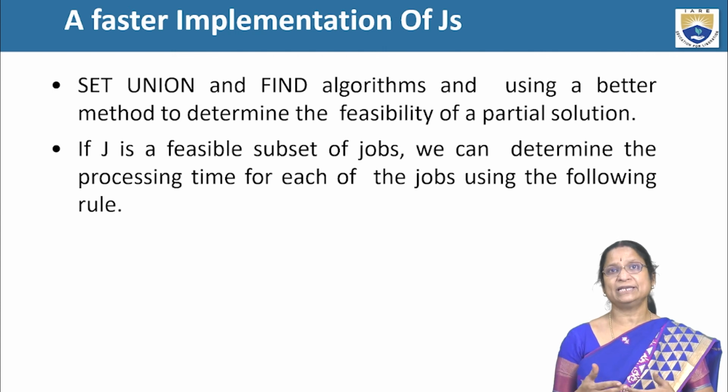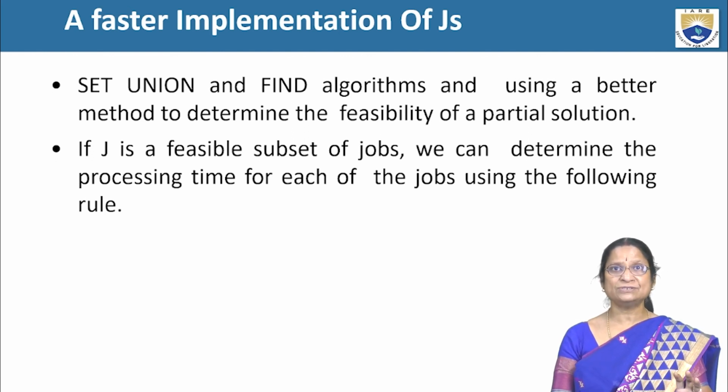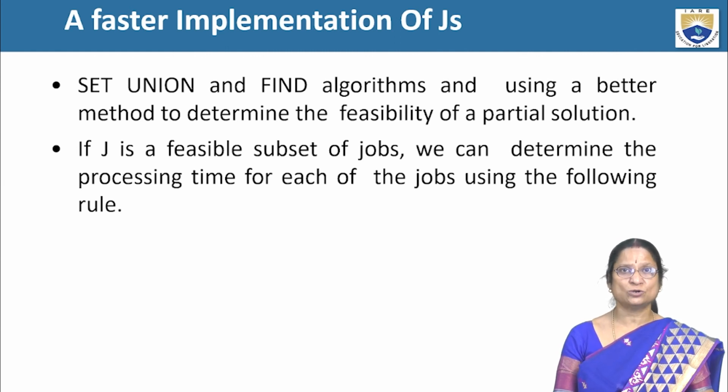Being quadratic, it can be improved. So how can we improve this algorithm? This algorithm can be improved by using the set union and find algorithms, and using a better method to determine the feasibility of the partial solution. The set union find we already discussed in the previous videos. So by using these two techniques, a little bit of improvement in the job scheduling algorithm can be achieved.